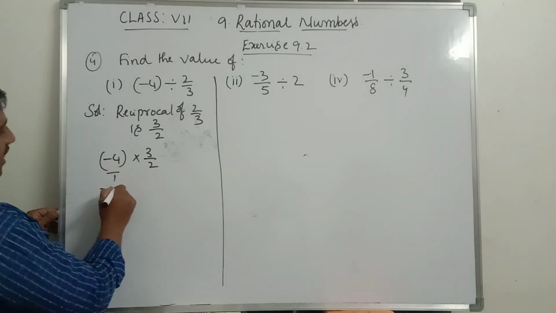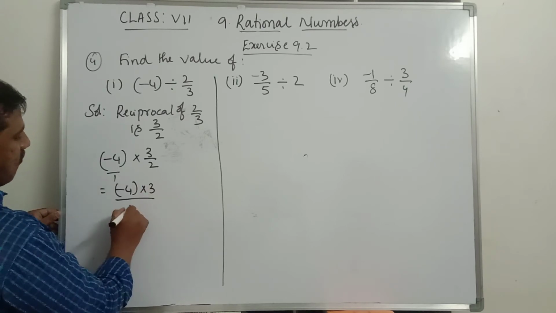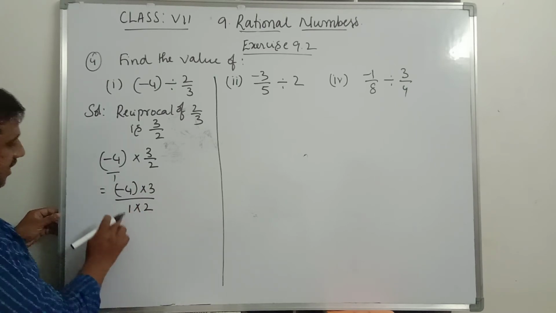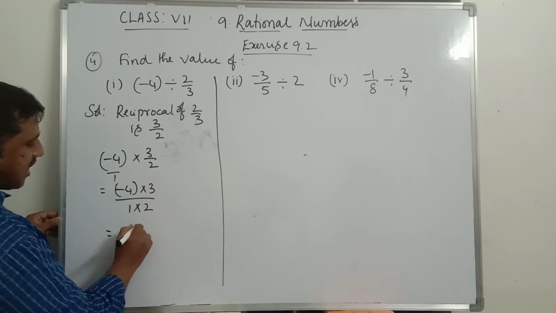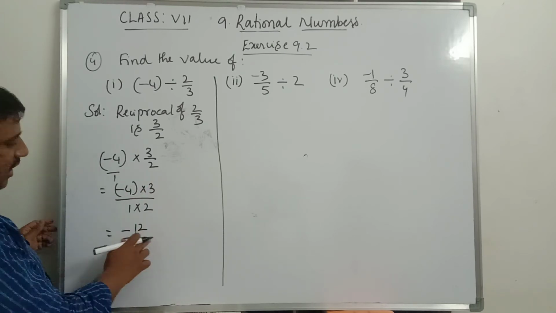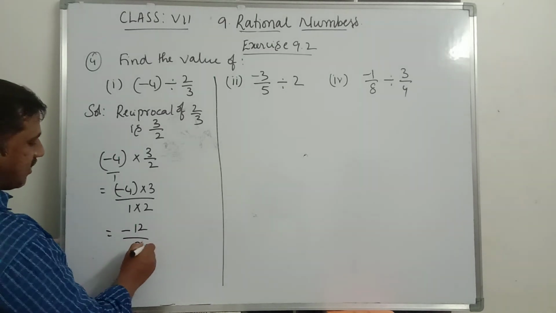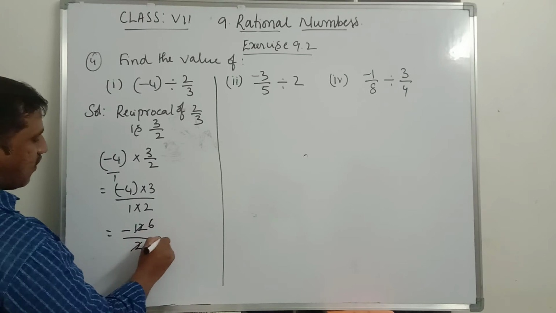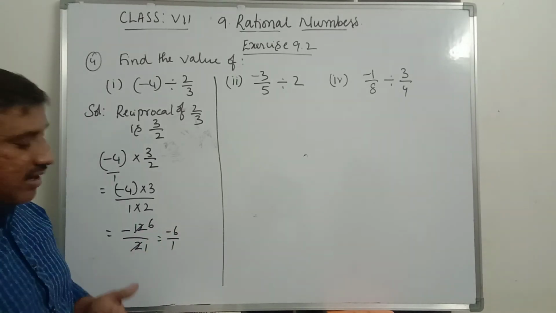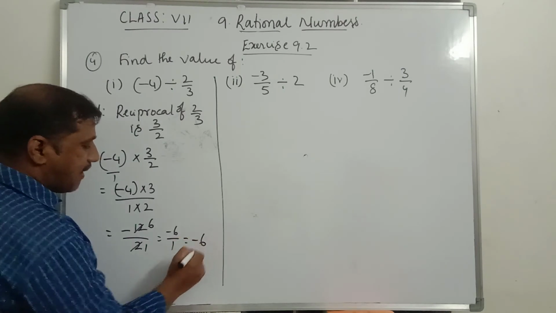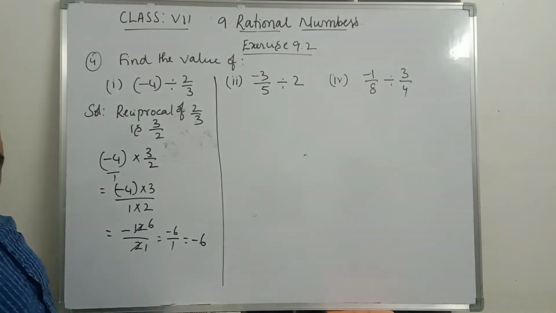Multiply the numerators, that is minus 4 into 3, divided by 1 into 2. That equals, minus into plus is minus, 4 into 3, 4 3s are 12, divided by 1 into 2, it is 2. Now you can write it in the simplest form. 2 1s are 2, 2 6s are 12. That is minus 6 by 1 we get. If you divide any number by 1, what do we get? The same number, that is minus 6. Minus 6 by 1 equals minus 6.